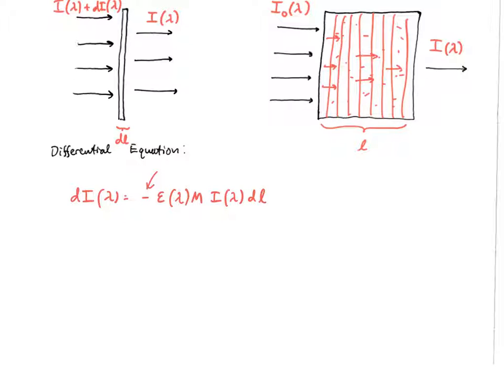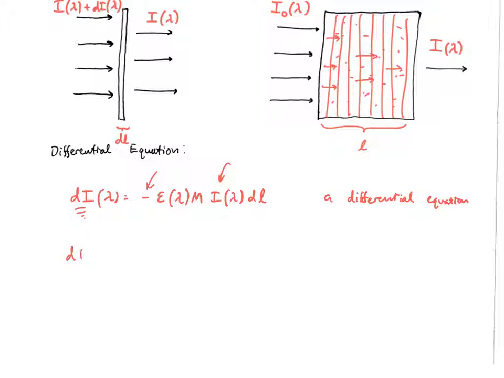And then you can imagine that it is also dependent on the value of the intensity itself, because if it's at a very high intensity, then there's going to be a large change in intensity. And if the intensity is already low, then there's going to be a corresponding low change in intensity. And this is an example of a differential equation. And we're going to see how to solve that one right now. And once we solve it, we will get Beer's law.